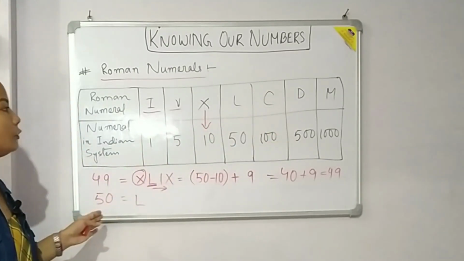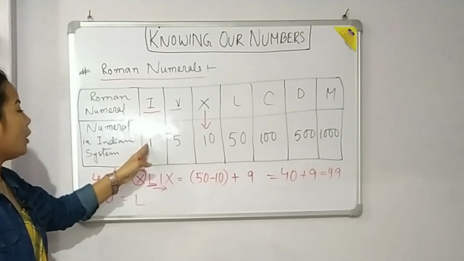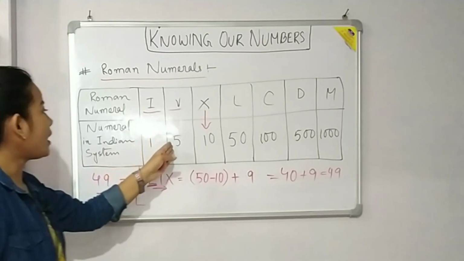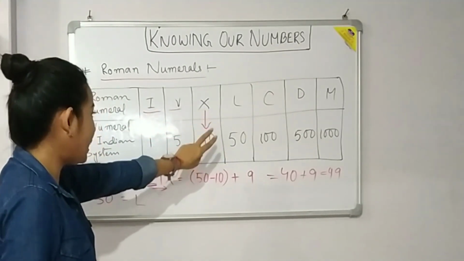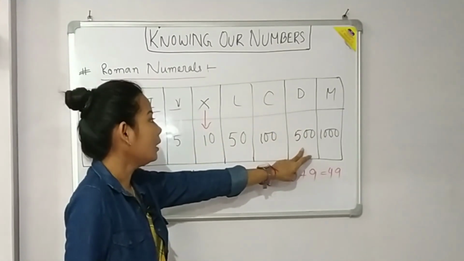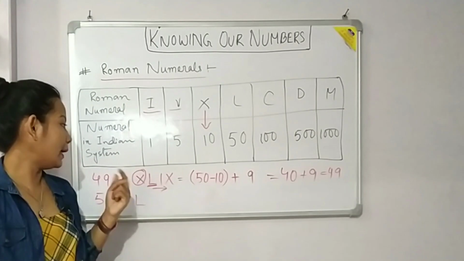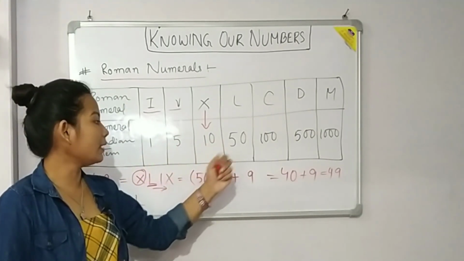So what do we have to do? We have to learn the chart by heart. For 1 we have to write the Roman numeral I. For 5 we have to write V. For 10, X. For 50, L. For 100, C. For 500, D. For 1000, M. Okay, and the breakup systems of 4, 9, 49 I have shown you.